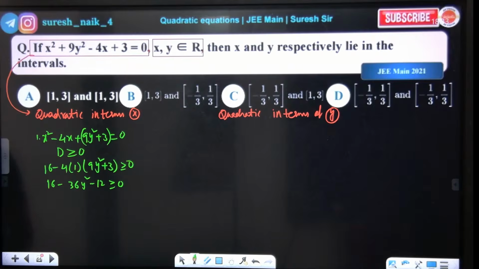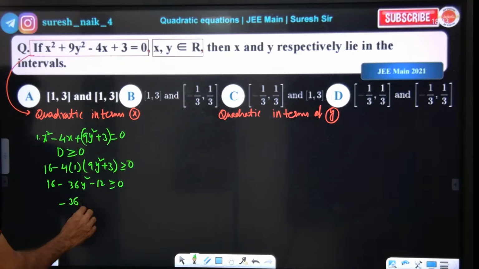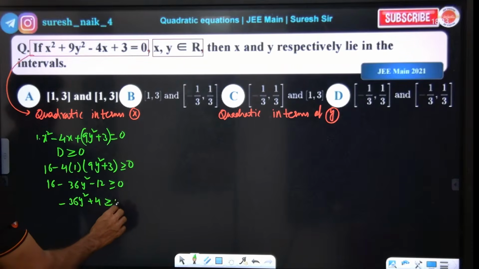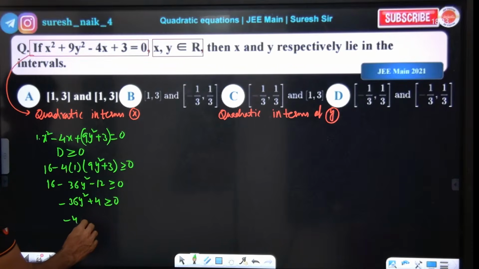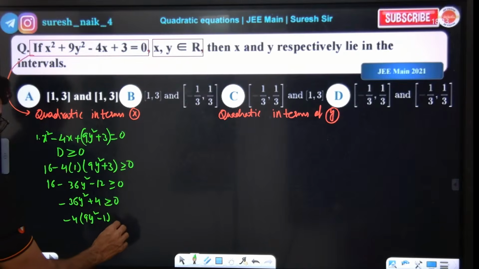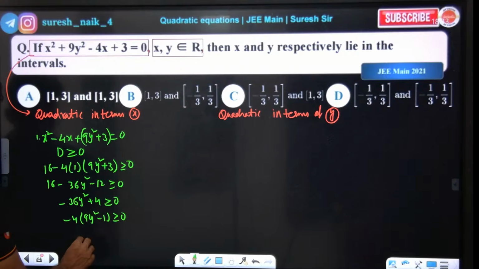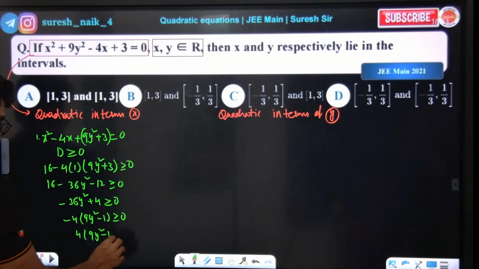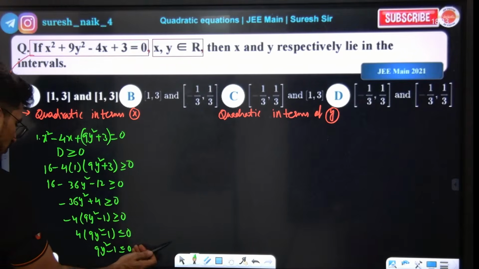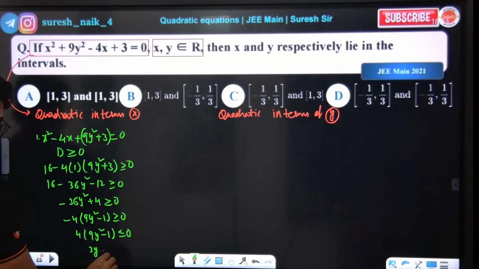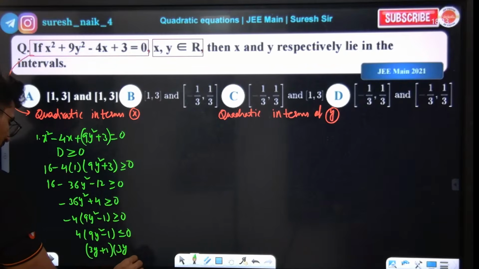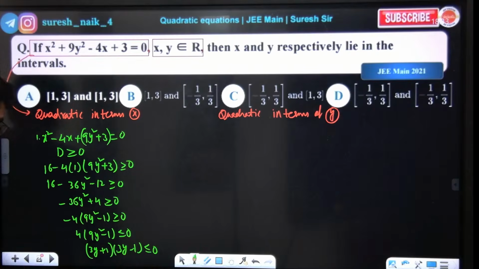Guys, this is how you should solve. If you solve like this, you will get an idea. Okay, so how do we do this? Minus 36y square plus 4 greater than or equal to 0. If I take 4 common, 9y square minus 1 greater than or equal to 0. Multiplying by minus on both sides, 4 into 9y square minus 1 lesser than or equal to 0. Shifting 4 to that side, 9y square minus 1 lesser than or equal to 0. This can be written as 3y plus 1 into 3y minus 1 lesser than or equal to 0. Correct? 3y plus 1, 3y minus 1 lesser than or equal to 0.